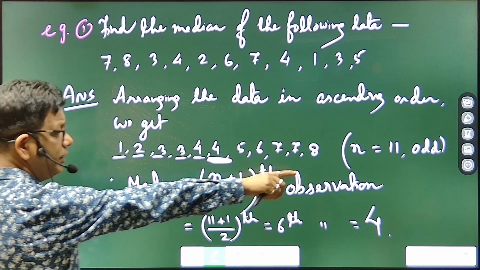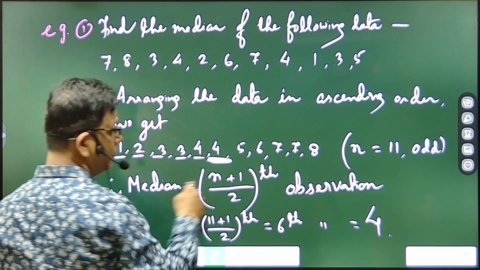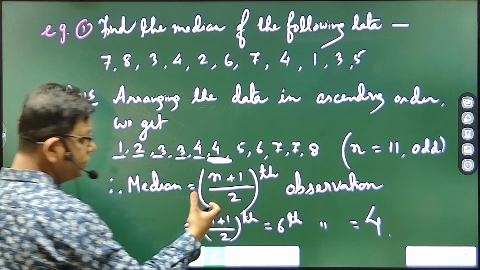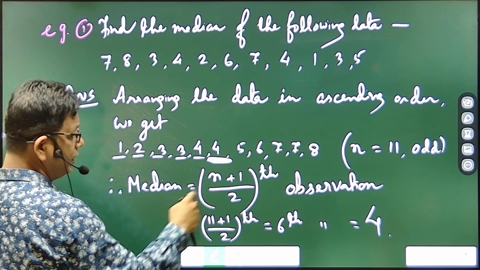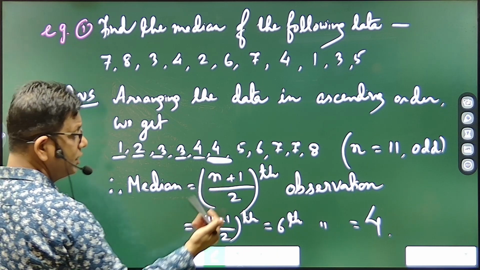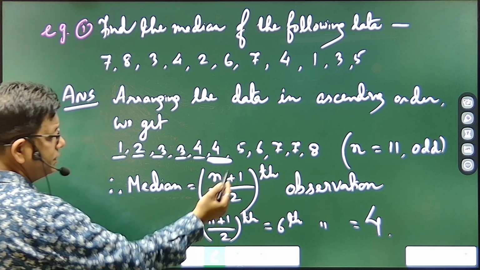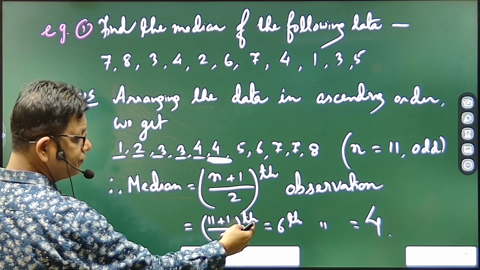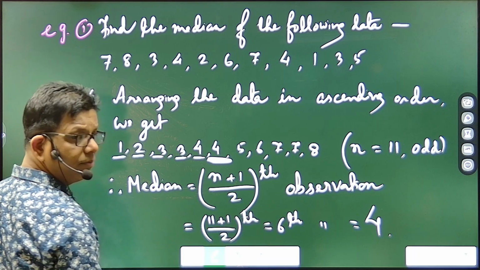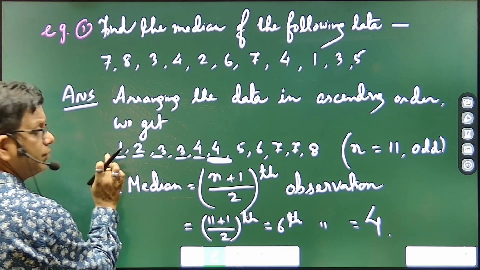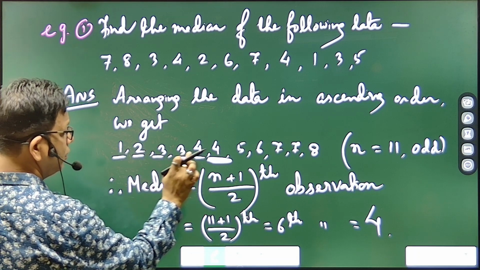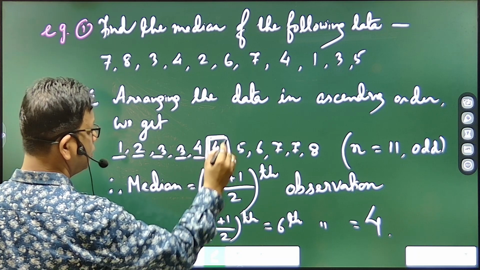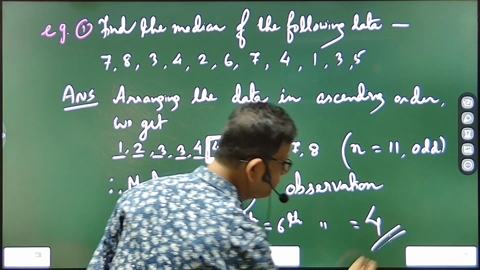Then I found it here is odd. So n is 11. I am using the formula for finding the median for an odd number of data. So the formula is n plus 1 by 2. So n is 11, so 11 plus 1 by 2. Getting it? 6th data. So the 6th data you count from the beginning: 1, 2, 3, 4, 5, 6. So which number? 4 is the required median.